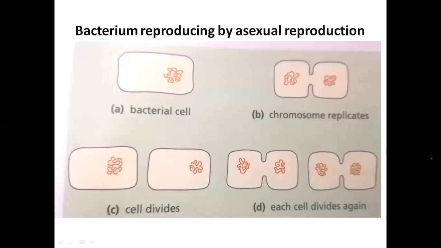In part B, the chromosomes are replicating, and then in part C, the cell is dividing, and then separate bodies are formed. Okay, this is how a bacterium reproduces asexually. Ahmed Zain, correct. Ayan Khan, correct.